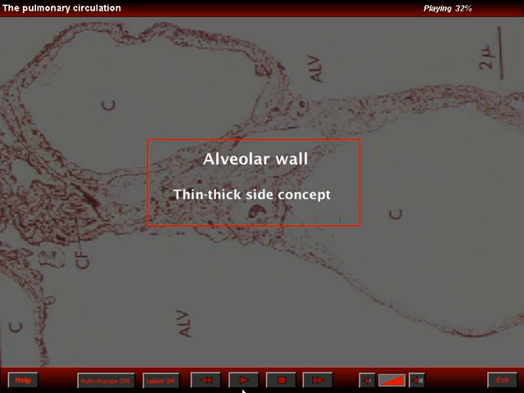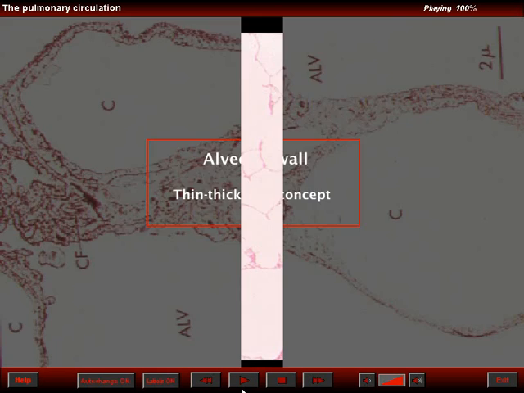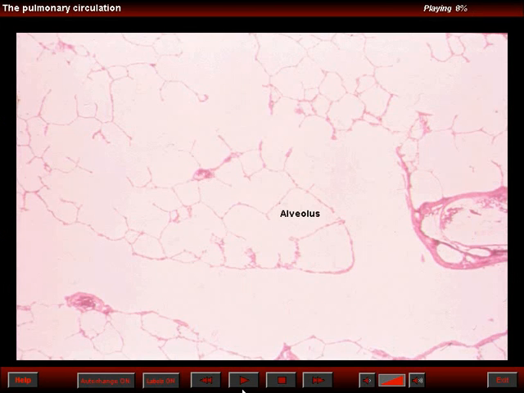The alveolar wall has a thin and a thick side. The parenchymal connective tissue is not radiographically visible. On low power microscopic sections of the lung, we can see very delicate thin structures that represent the walls of the alveolar sacs and of the alveoli. Note that we cannot identify connective tissue in the walls of these.